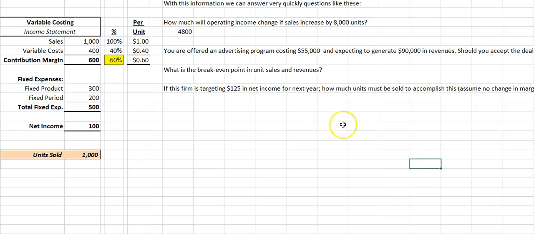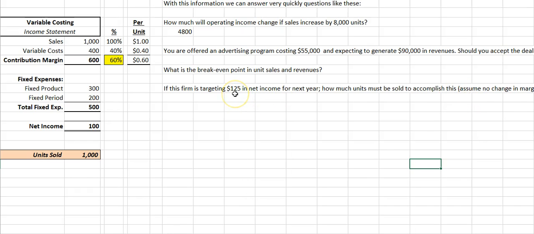So let's take a look at this final example. I'll add another example to this, okay? So let's take a look at this example. If the firm is targeting $125 in net income for next year, how many units must be sold to accomplish this? Okay, well, that's easy.